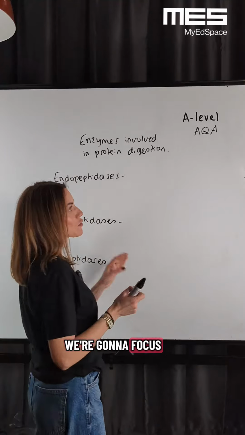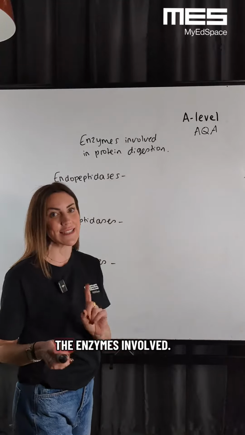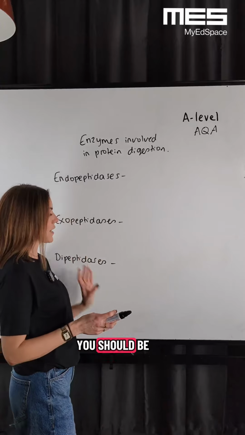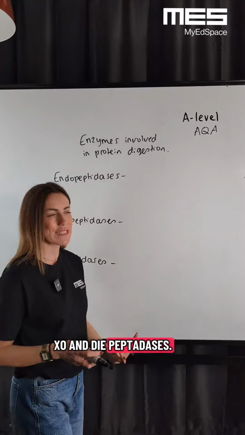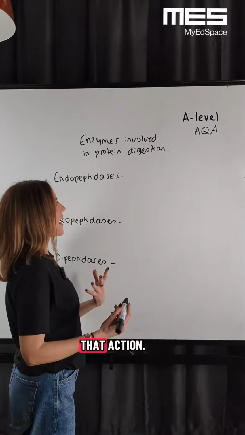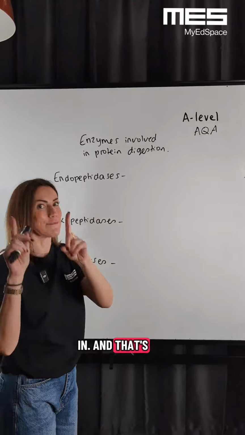In the meantime, we're going to focus on this AQA specific topic, protein digestion and the enzymes involved. There are 3 you should be able to name. We've got endo, exo and dipeptidases, but let's describe their action. So endo means within, right? In, and that's a bit of a clue.